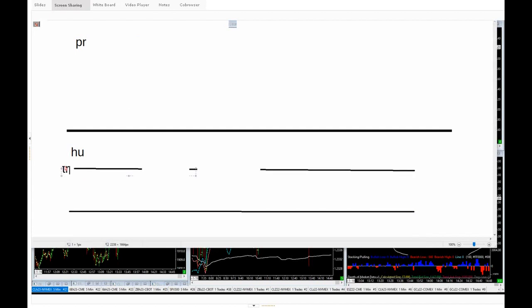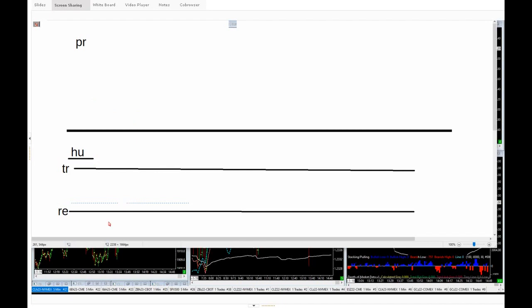Okay, we'll call this the trend line. We'll call this the real line, the mean reversion line. So one of the things we start recognizing is the key to understanding and using this is to recognize this phase here.